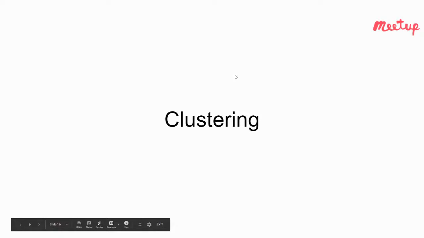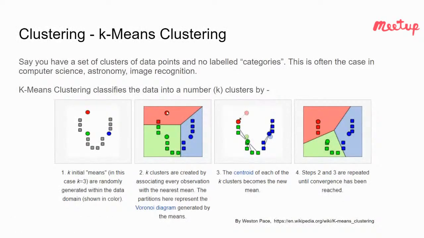Let's move on to the next one. It's clustering. This is pretty easy to explain. So you have a set of clusters of data points, but none of them are labeled into categories. Now, this happens a lot in computer science, astronomy, in image recognition. There's various examples on the website Kaggle about it.